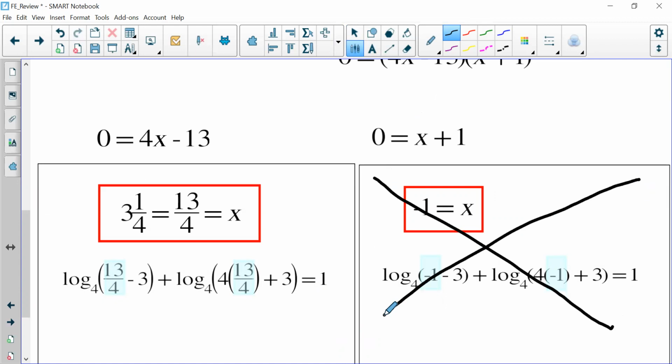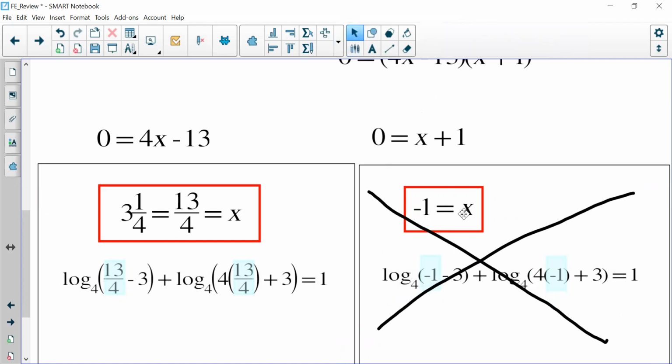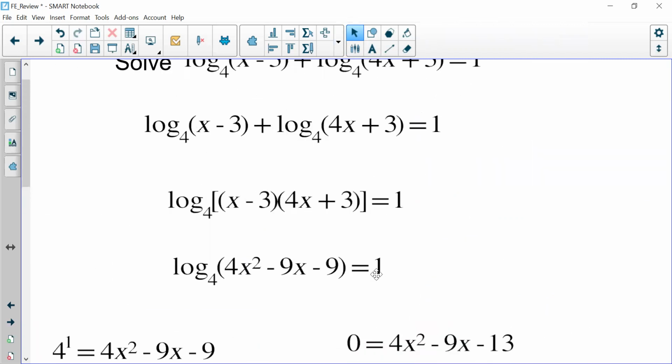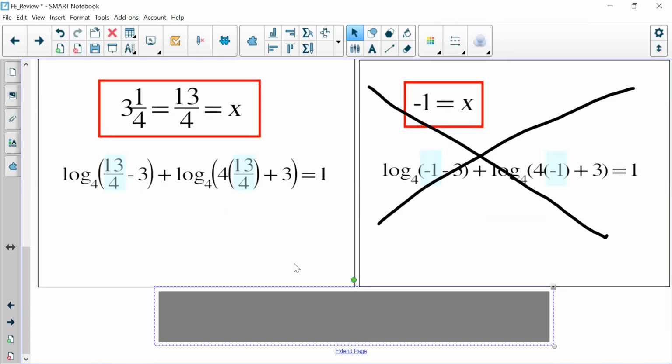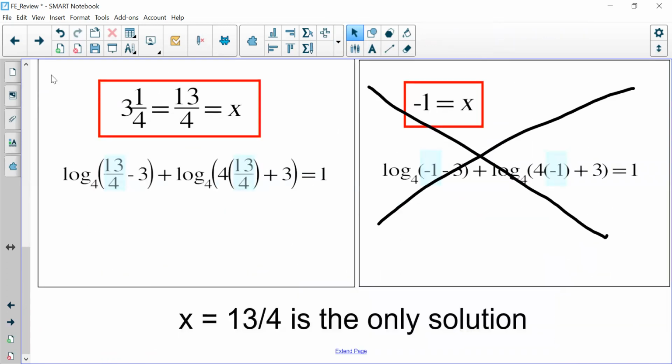But I want to just be clear here. Your answer, when you're solving log problems, x can be negative. X can be negative. The problem is when you plug it in, if the result is a negative, then you've got a problem. And so there's only one answer here, which is 13/4.